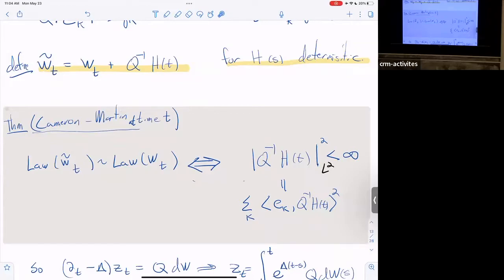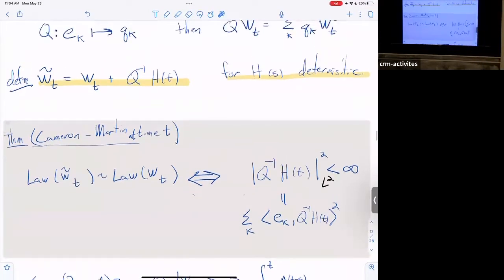And whenever I write Q inverse, I'm in infinite dimensions, so I really mean the pseudo-inverse, right? Because there are places where it's not invertible, so I only mean the inverse on the places where it makes sense, okay? All right, questions? So what that means is you can write the law of W tilde up to time t as some density on path space. It just reweights the paths, right?